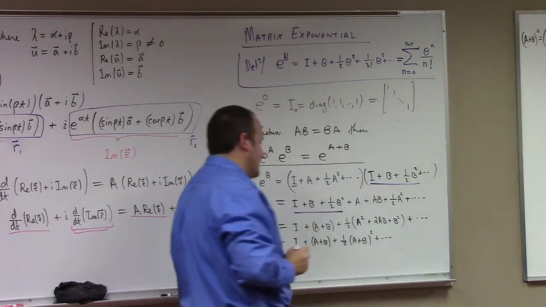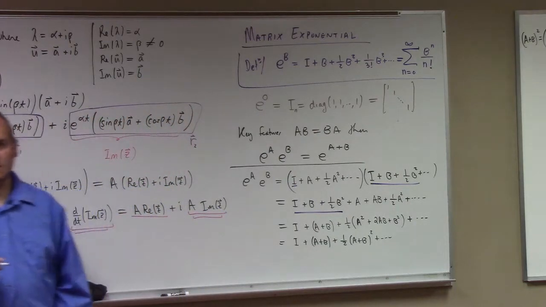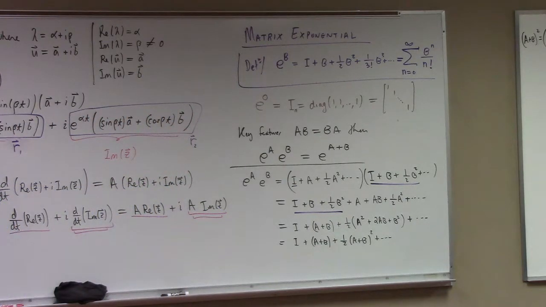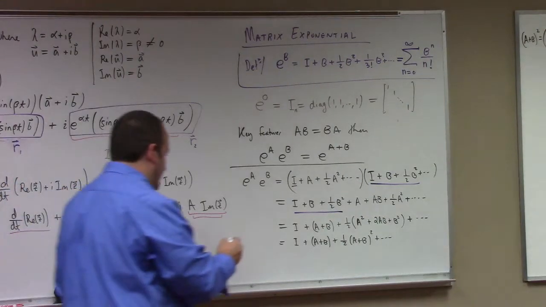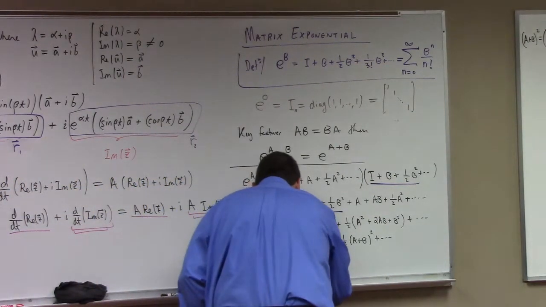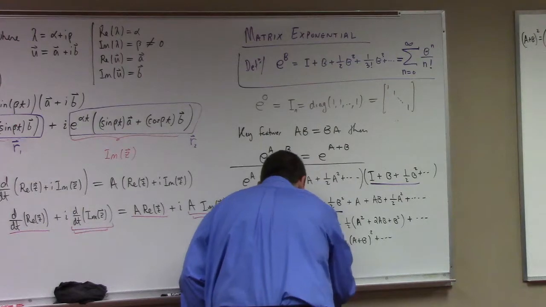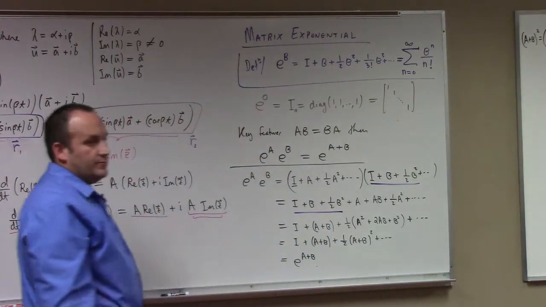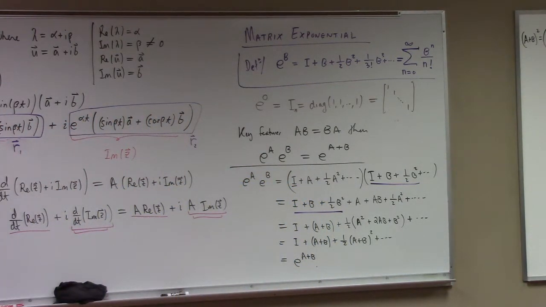A lot of times I assign this as homework, but I think it's productive for us to go through it together today. And what is that? Well, that's the matrix exponential to the A plus B power. So there you go. That's a short, up to second order proof at least, that e to the A times e to the B is e to the A plus B in the case that A and B commute.